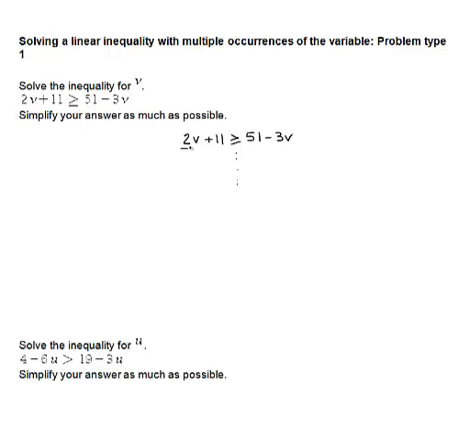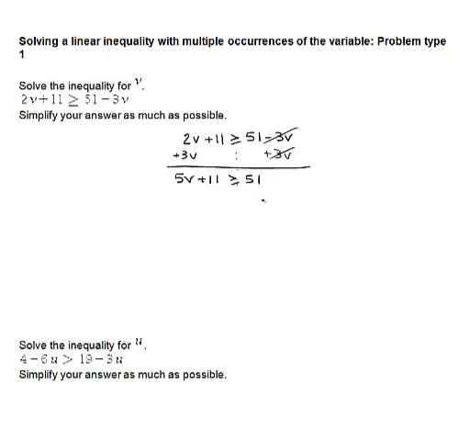So let's see, we have a 2v over here. That's a variable term, and we have a 3v right over on this side. I want to move all of my variables to the left side, meaning I want to get rid of this minus 3v. In order to do that, I add 3v to both sides. That gets rid of it on the right-hand side. So I have 5v plus 11 is greater than or equal to 51.